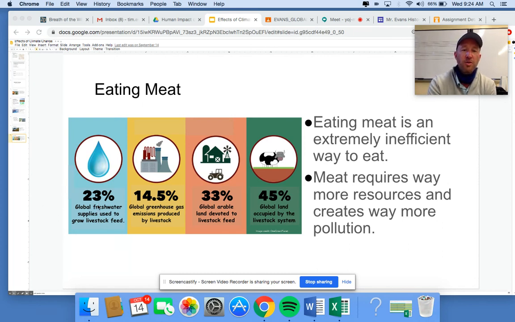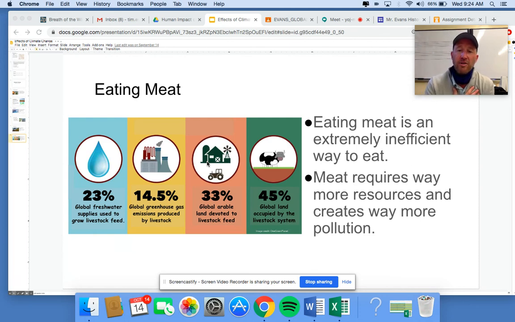23% of the world's fresh water goes to animals that we will eventually kill. 13% of our 14.5% of our greenhouse gases come from eating meat. 33% of our farmland goes to the animals that we will eventually eat. I'm not saying you have to switch to vegetarianism overnight, but just be cognizant of it.